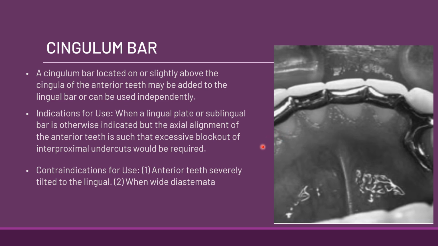The contraindications of your cingulum bar are if there is severe tilting of the teeth. If your teeth are tilted severely to the lingual anterior side, then you can give another kind of your mandibular major connector. You don't go for a cingulum bar then. Or if you have a wide diastema. Diastema is the spaces between your teeth. If you have this much space between your teeth, you don't give your cingulum bar.